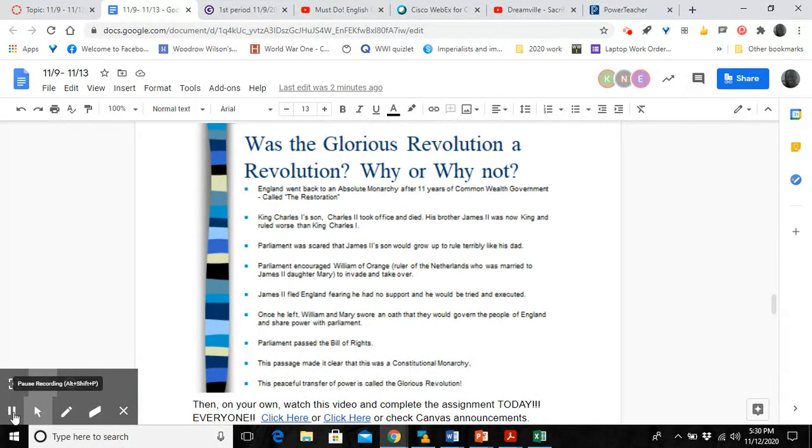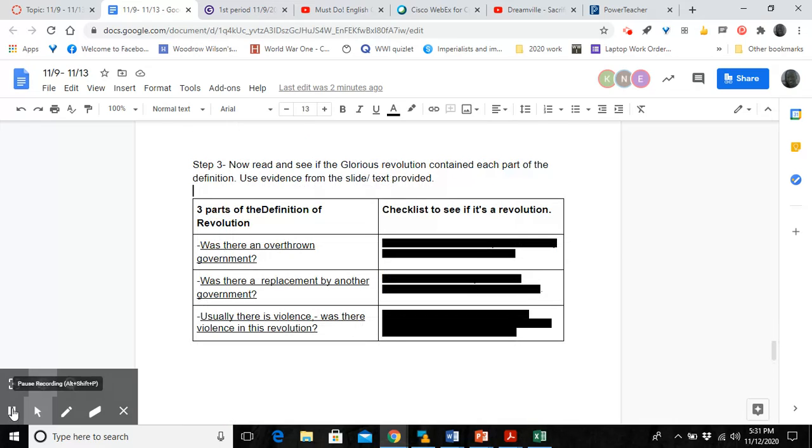So the Glorious Revolution started when King James was a bad king and they wanted to get him out of office. And it ended when William and Mary came into power. They got a passage of the Bill of Rights and they switched from an absolute monarchy to a constitutional monarchy. That's the Glorious Revolution, 1660 through 1689.